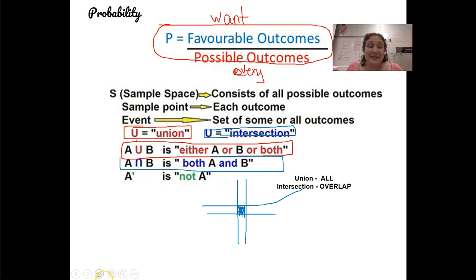Now, you might see this last symbol. That last symbol, sometimes kids call it like A prime, A with a little line. That line means not. So it wants everything that's not in A.